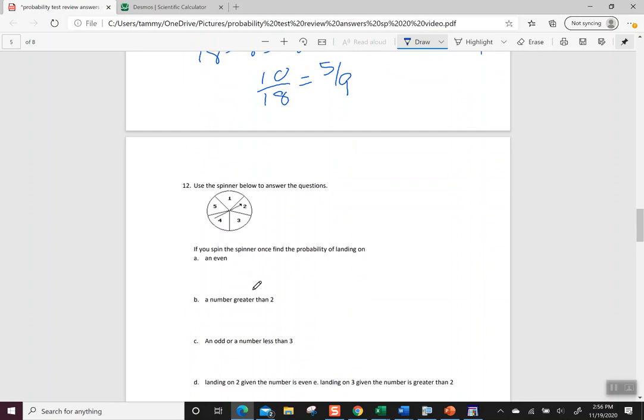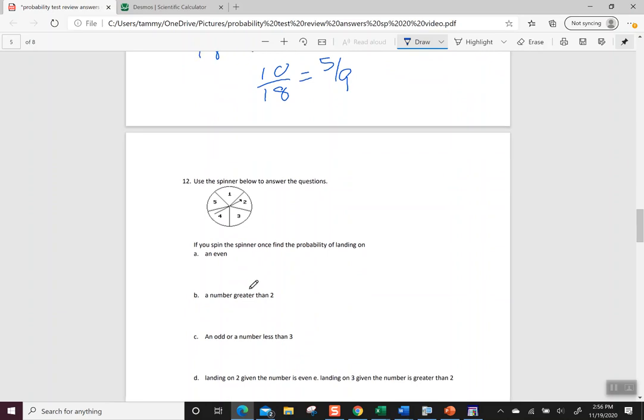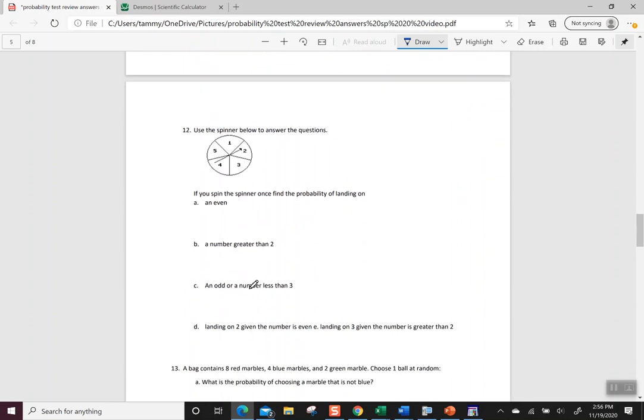All right, so let's move on to the spinner. So this says use the spinner to answer the question. If you spin the spinner once, find the probability of landing on an even. There are 5 choices. The 2 and the 4 are even, so I have 2 over 5. A number greater than 2, so that does not include 2, so we're only looking at 3, 4, and 5. That's 3 out of 5.